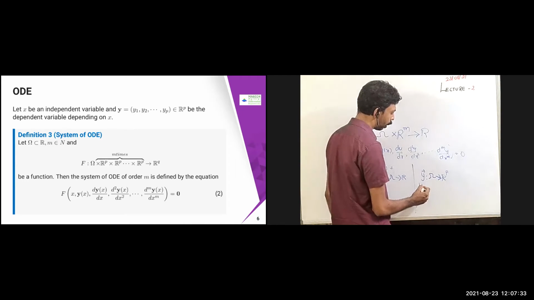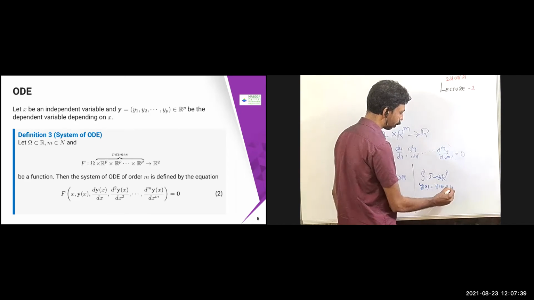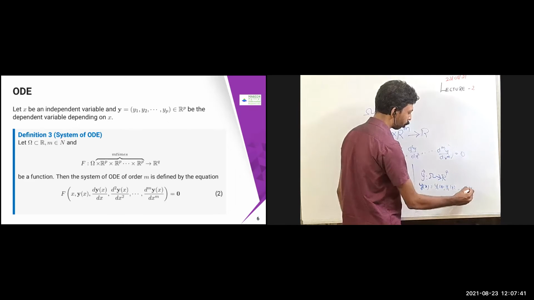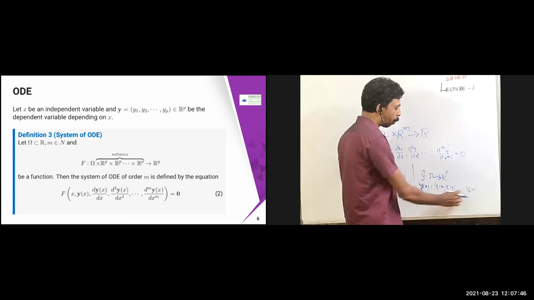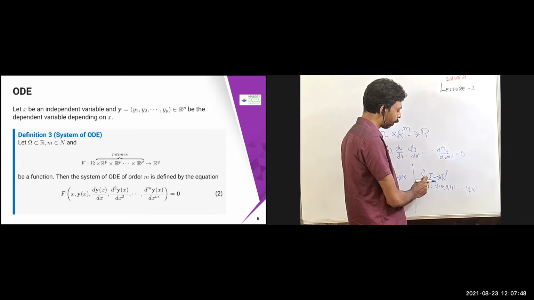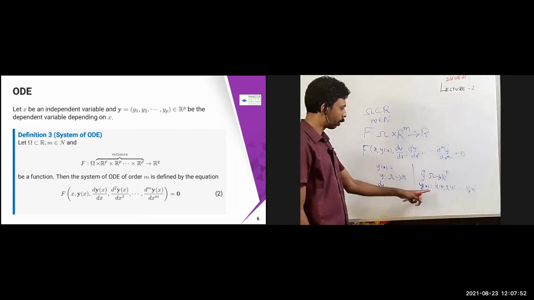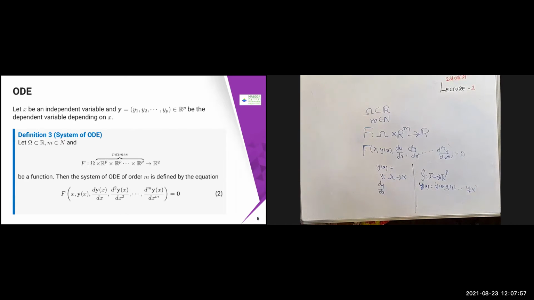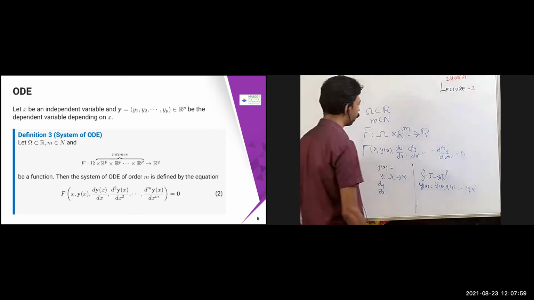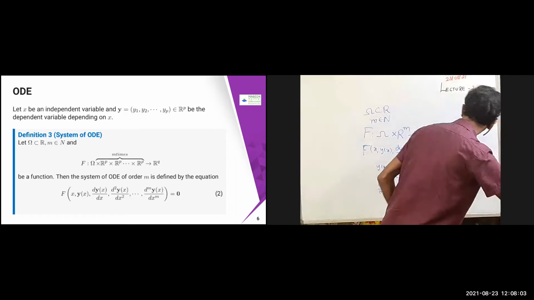So y of x is nothing but y1 of x, y2 of x, etc., yp of x. That means I have a vector with p components, and each component takes values from omega. So y of x is y1 of x, y2 of x, up to yp of x. So what is going to come in this case? I'm going to define this function in a different way, as follows.